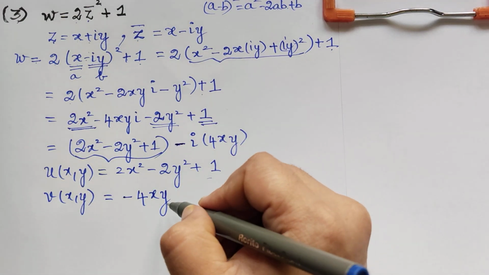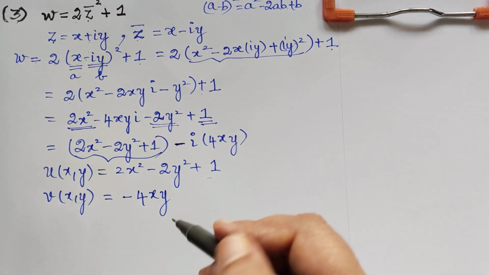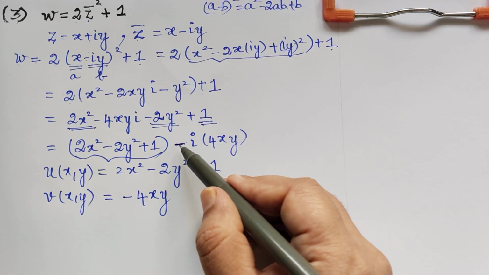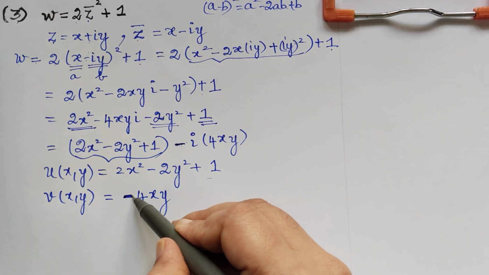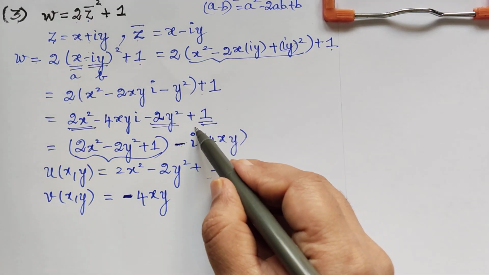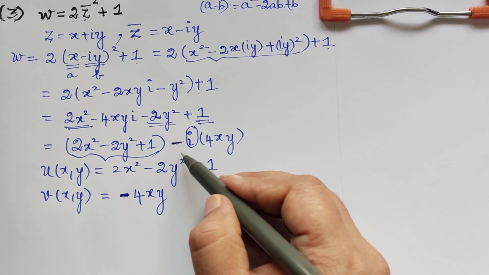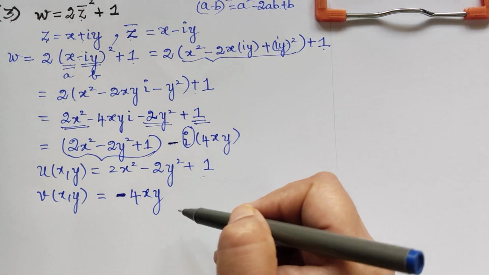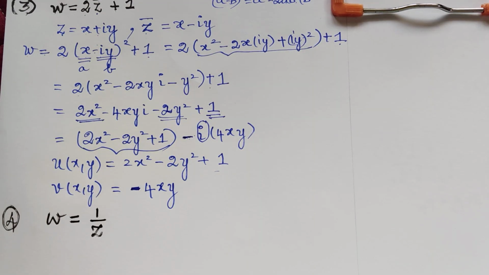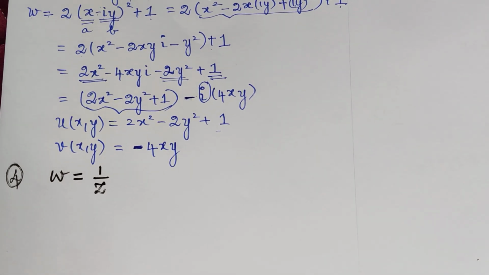When it is positive, we write just as it is, 4xy. But when you have a negative sign, you should surely mention it. So that comes under the imaginary part. Only the terms along with i give us the imaginary part. So we have another question under this topic.